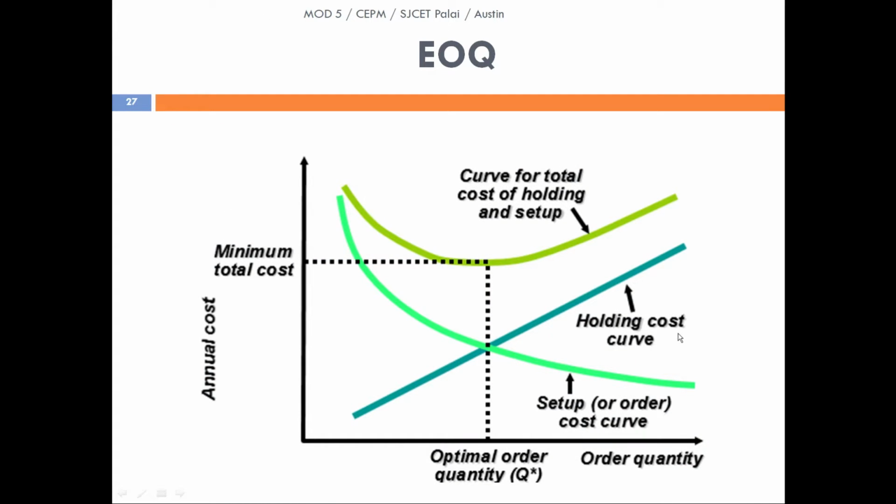This one is a graphical representation of EOQ, and in this one you could see three colored graphs. First one is a light green, a dark green and a blue, and the x-axis tells us about the order quantity or inventory quantity, and the y-axis tells about the annual cost.